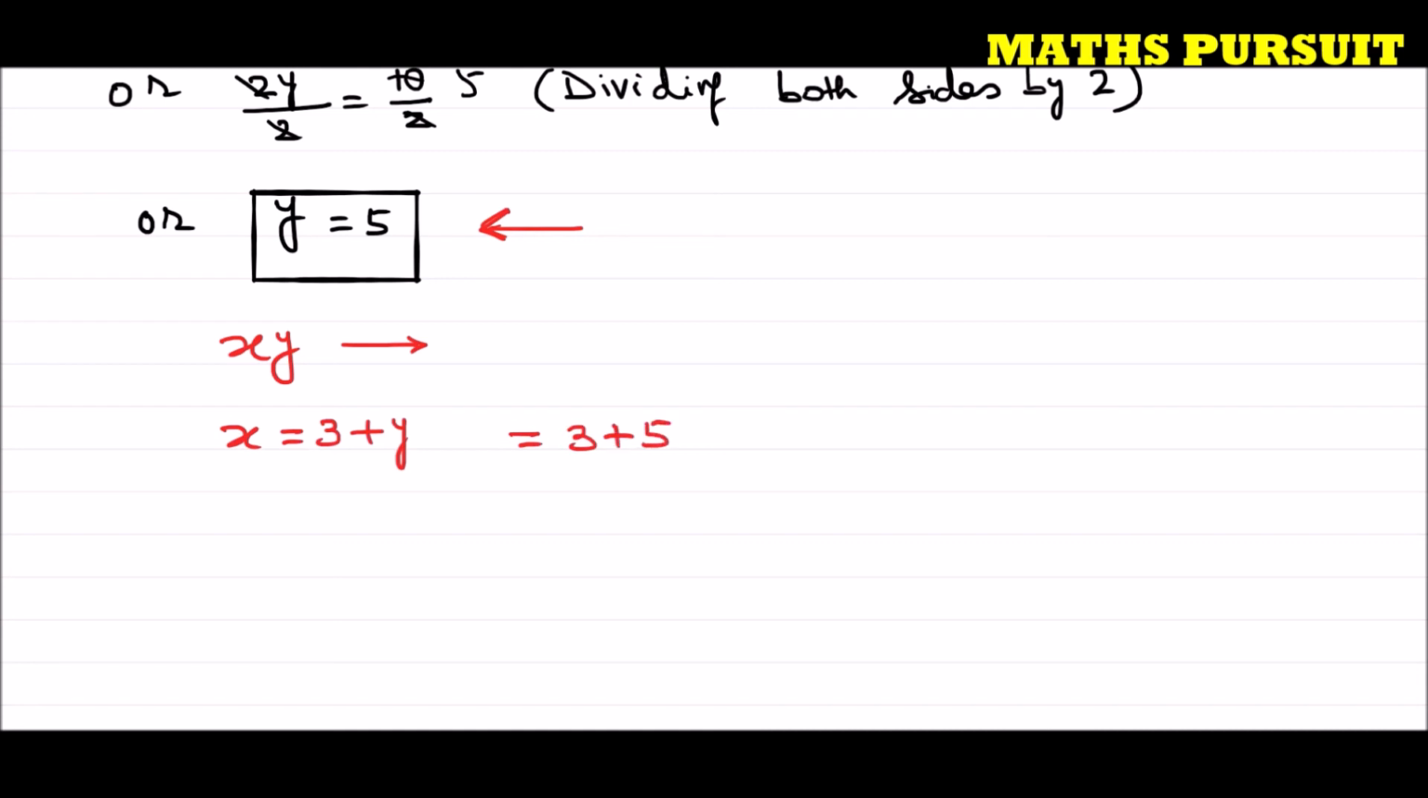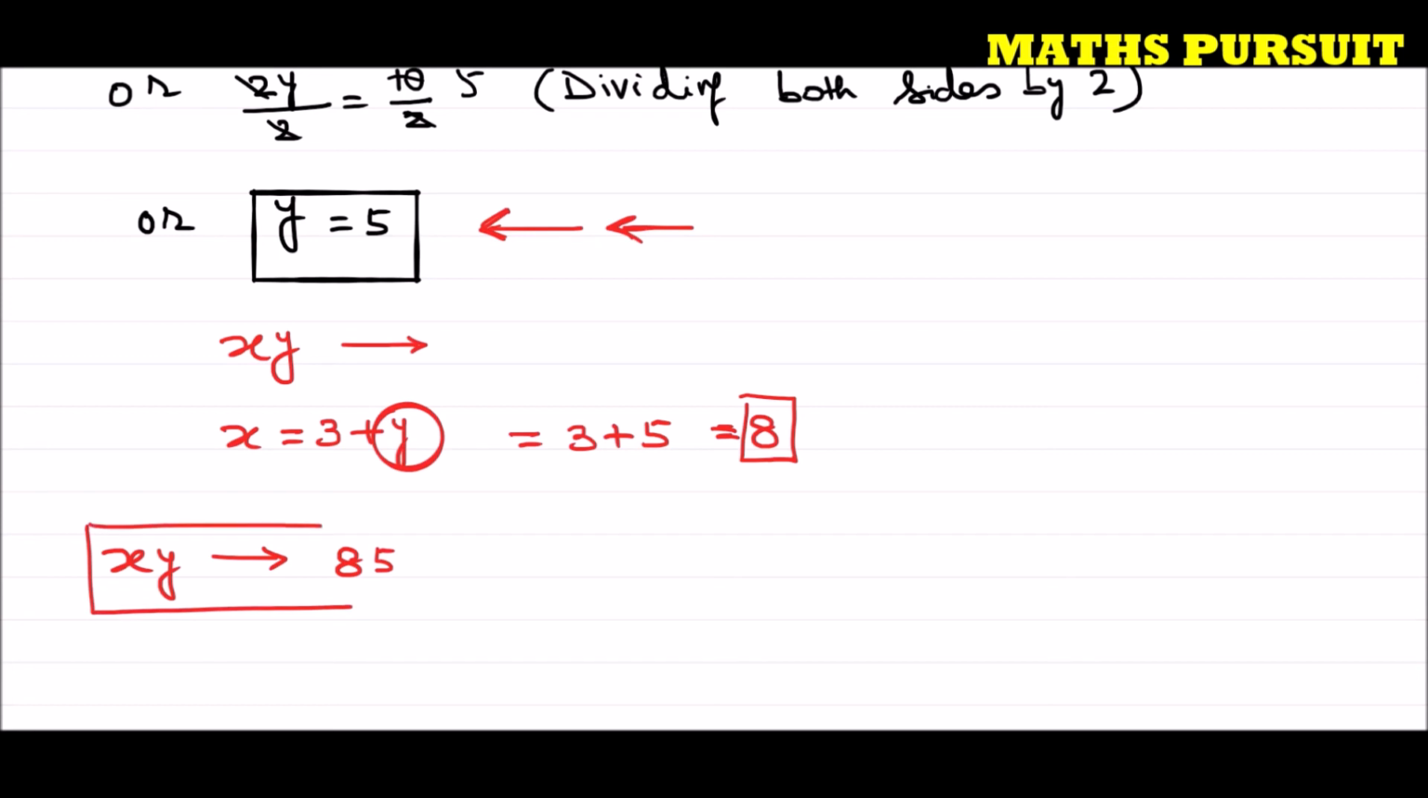From where did I get this value of y? I took the value of y from this step, where we got y as 5. So x is equal to 8. We got x is equal to 8, and initially we got y is equal to 5. The number that we assumed is xy, so instead of x I can write 8, and instead of y I can write 5, giving 85. Hope you are understanding. 85 is the number.